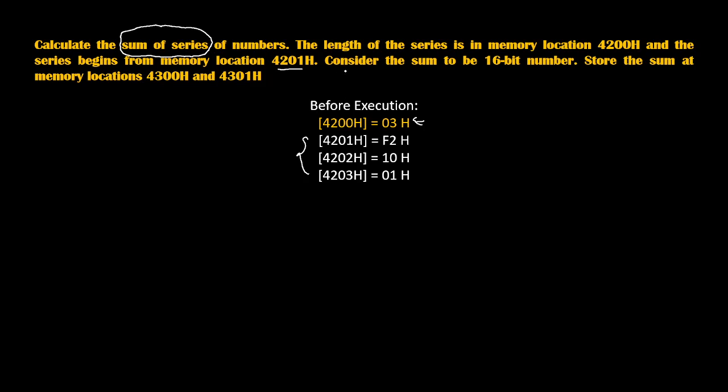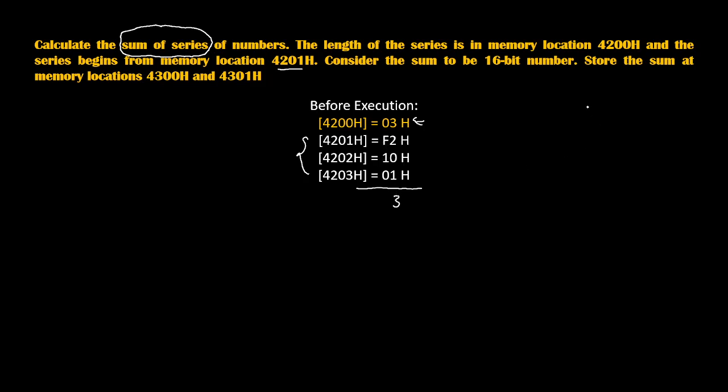Now, further the program says to consider the sum to be a 16-bit number, and store the sum at memory locations 4300 and 4301H. So, let's perform the hexadecimal addition first. So, 2 plus 0 is 2 and 2 plus 1 is 3. So, we got 3. Now, F plus 1.